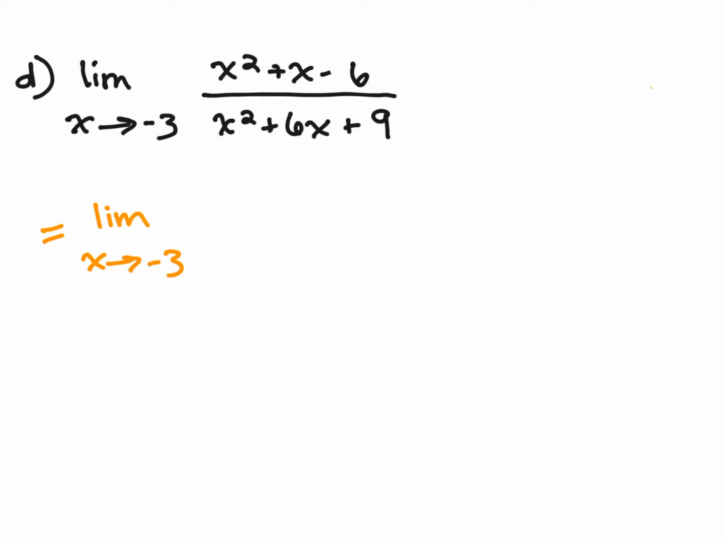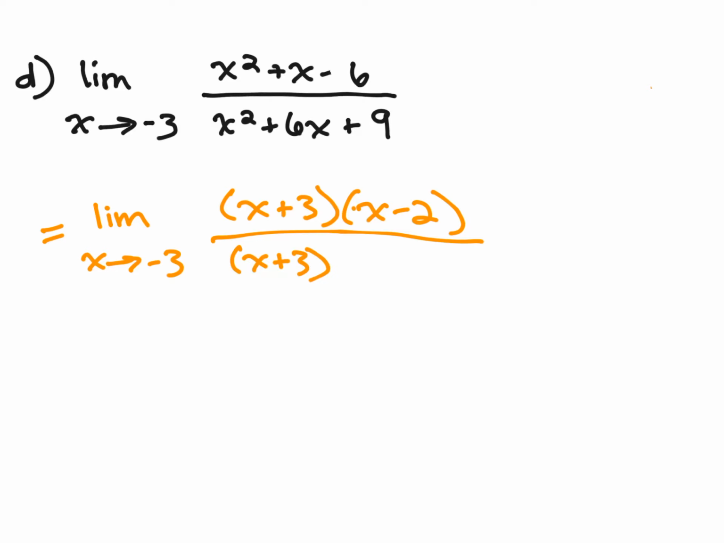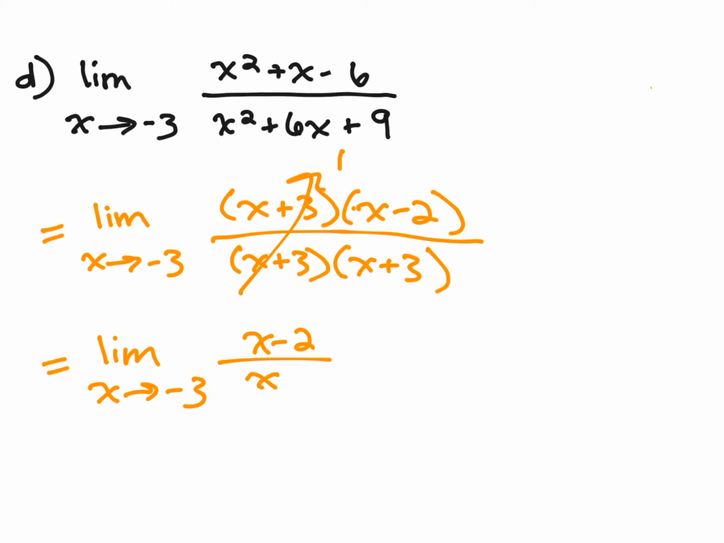So the limit as x approaches negative 3. What multiplies to negative 6 and adds up to 1? Yeah, we did that earlier. And then in the denominator, what multiplies to 9 and adds up to 6? 3 and 3. So one of those simplifies, and we're left with the limit as x goes to negative 3 of x minus 2 over x plus 3.